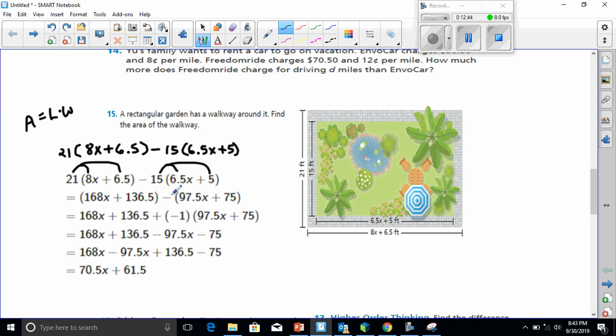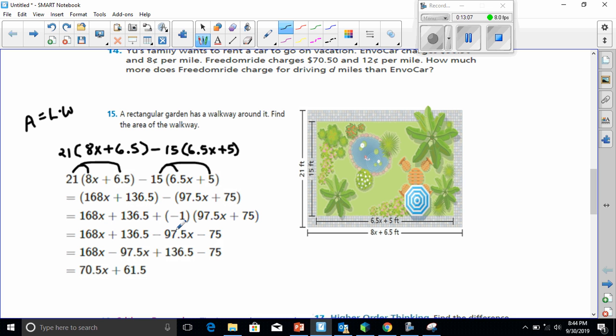Now they realize that negative sign here is like having a negative 1 here. So that's what they put here, negative 1. Now they're going to multiply that negative 1 to here, and it's going to change all the signs. So this is going to turn to negative 97.5x, and this is going to turn to negative 75. All the rest of these terms stay the same. And now we're ready to combine like terms.